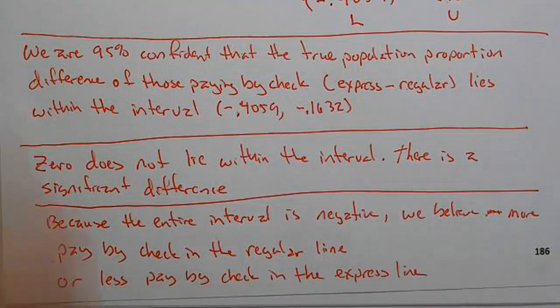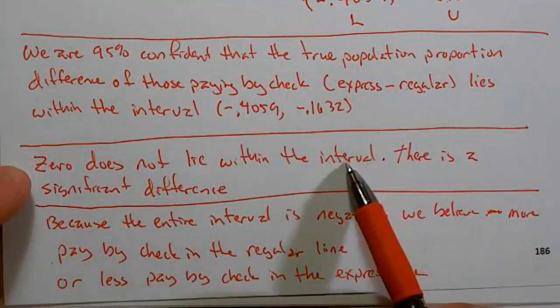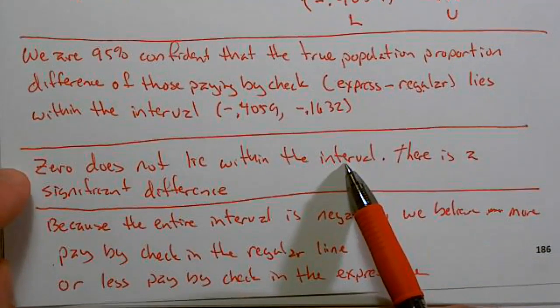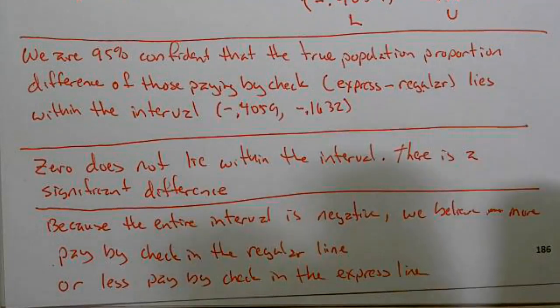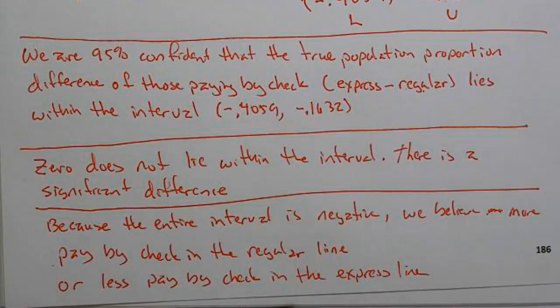So if they just ask for the conclusion, this is your conclusion. Is it significant? Well, does 0 lie within the interval? If it lies within the interval, it's not significant, but since it didn't, there is a significant difference. And if there's a significant difference, which way is it? Because it's negative, more pay by check in the regular line, or less pay by check in the express line.